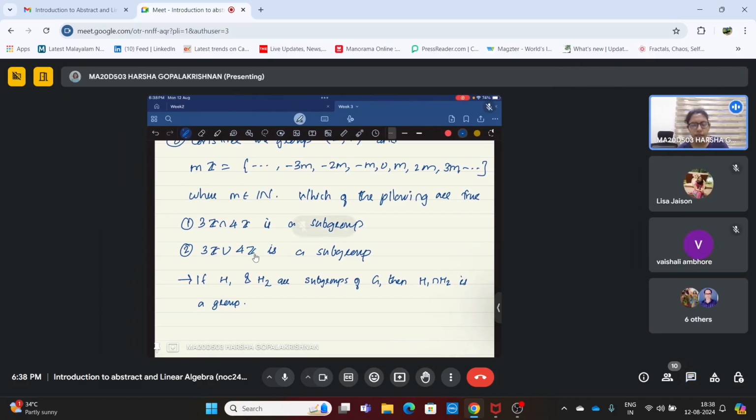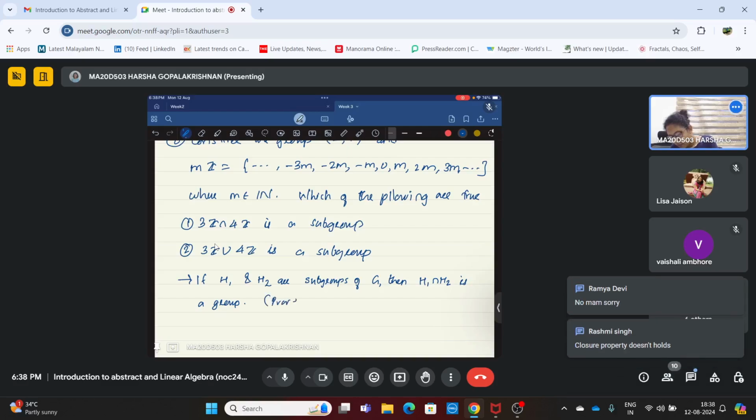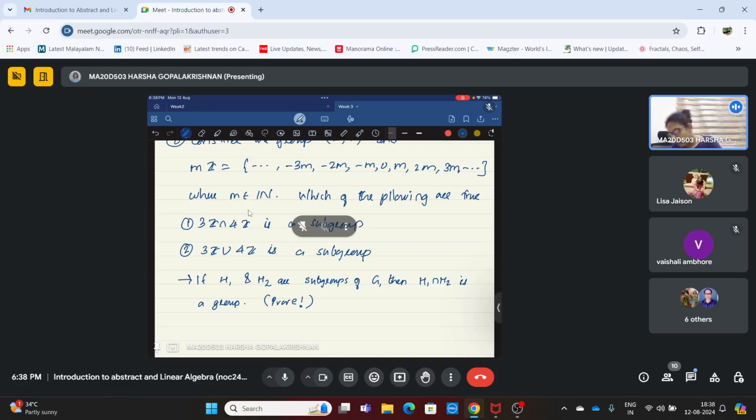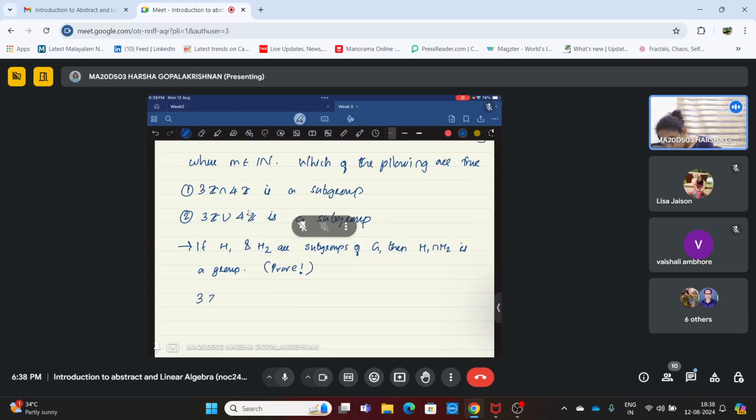Okay, we will come to that later. So the result is, if H1, H2 are subgroups, you can prove it, it's already given. Yeah, the closure property does not hold for the second case. Yeah, that's correct. So here also we will just see what the group 3Z intersection 4Z is.